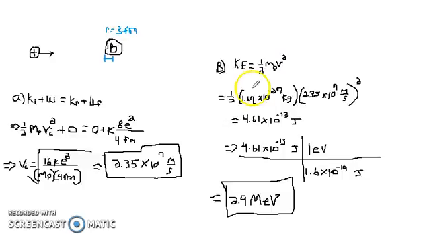Well, the kinetic energy of the proton is 1/2 times the mass of the proton times its velocity squared. Plug in the numbers, and I get 4.61 times 10 to the negative 13 joules. Now simply convert that to electron volts by this method here, which gives me 2.9 mega electron volts.